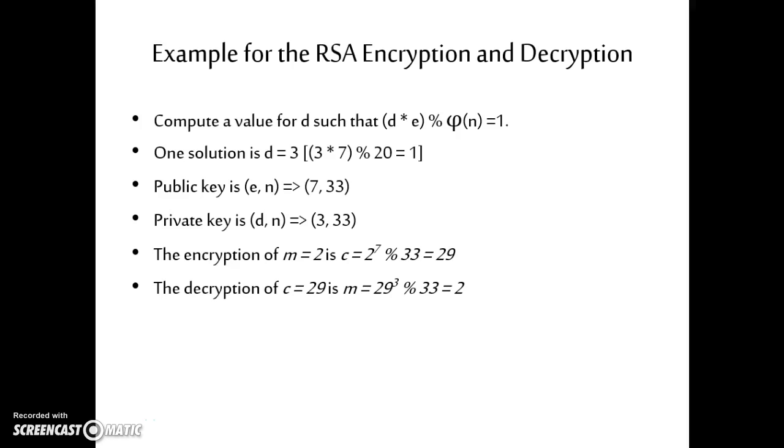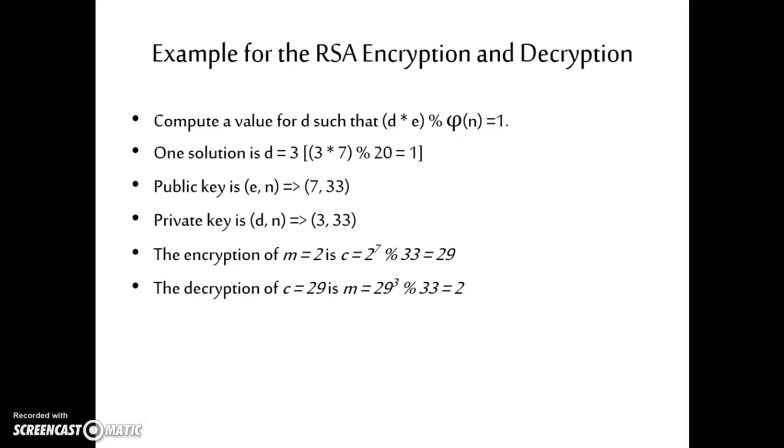So how is the encryption done? How do we find the ciphertext? We know ciphertext is equal to message to the power public key mod n. So we got ciphertext equal to 29. Here we have to be careful that our message is 2.